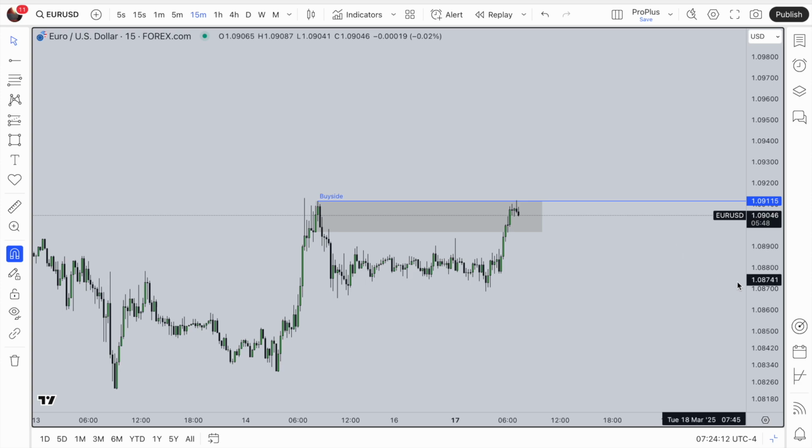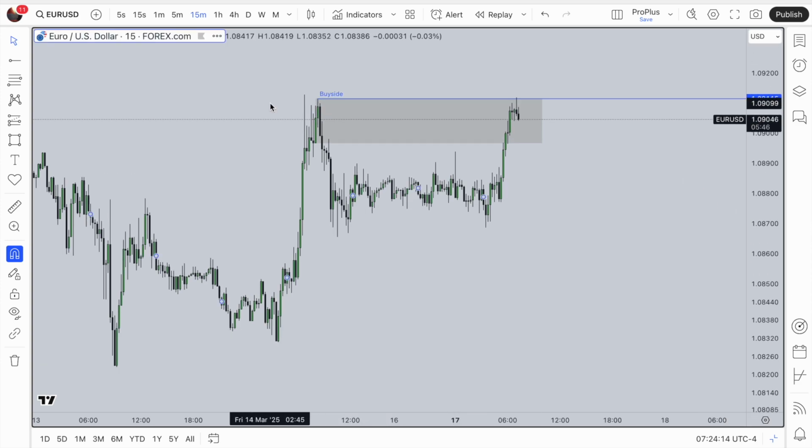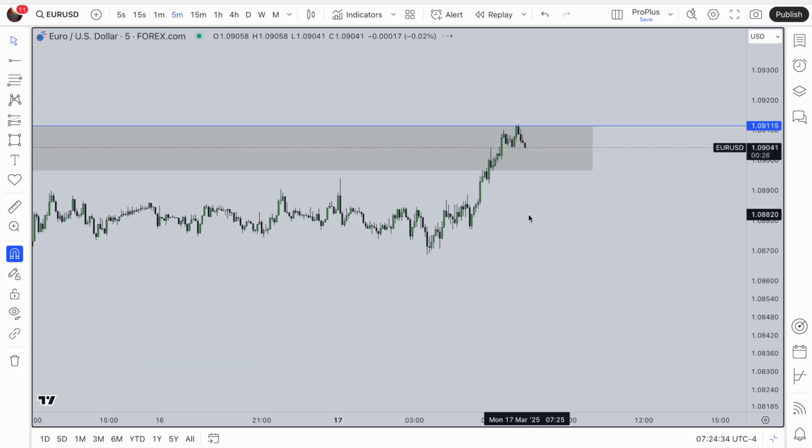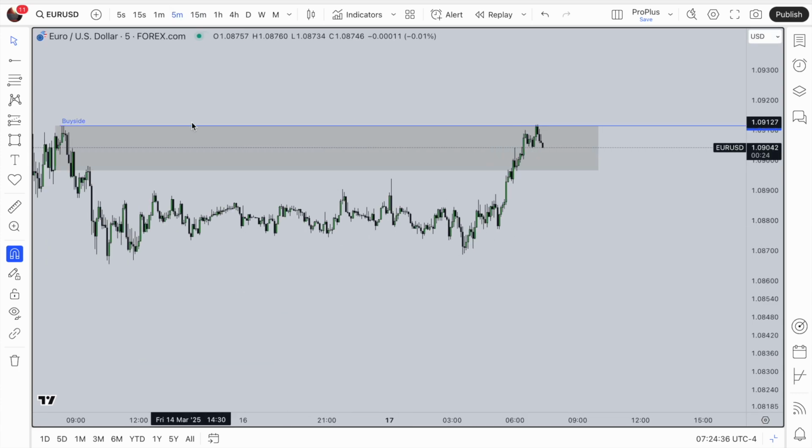Looking at euro dollar on the 15-minute time frame. Nothing really going on the hourly that I can see at the moment. So dollar took sell side here, dipped lower, and ran through during London. Took out buy side here, a small amount of buy side. Ran into a bearish order block, buy side. So just waiting for potentially a SIBI. Look on the 5-minute time frame.